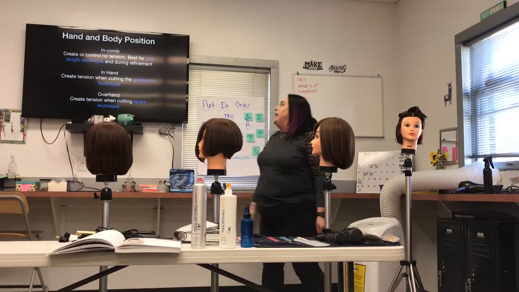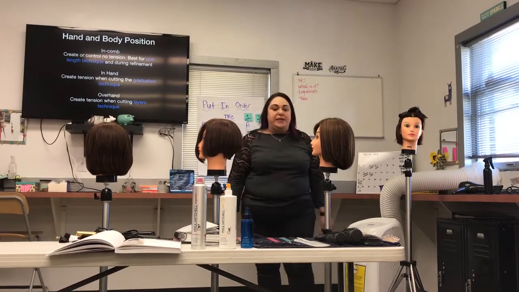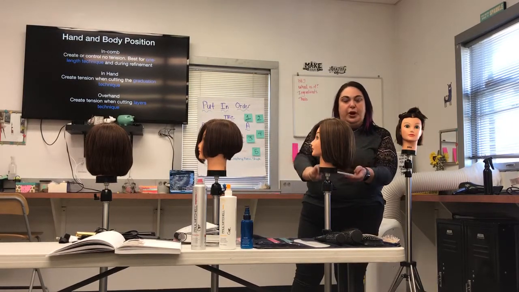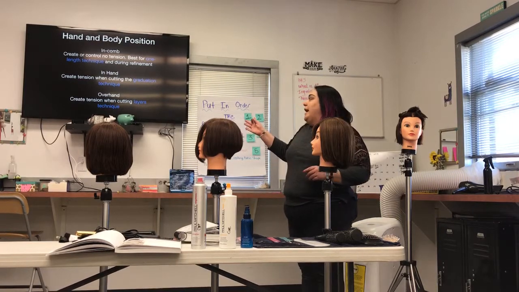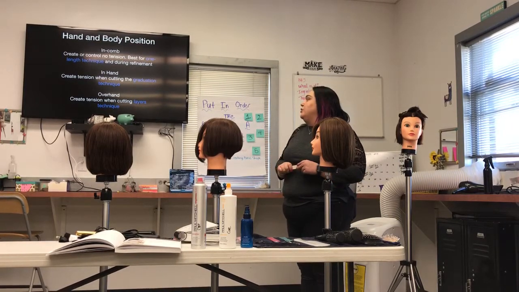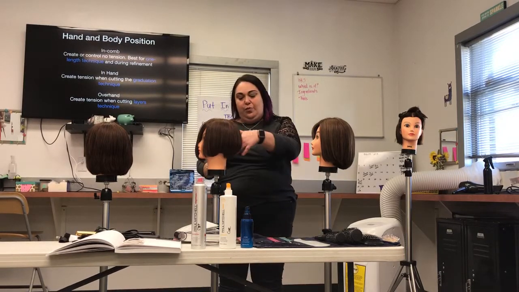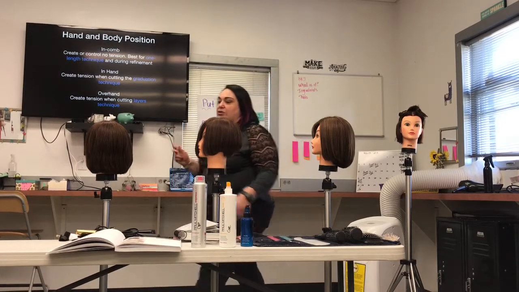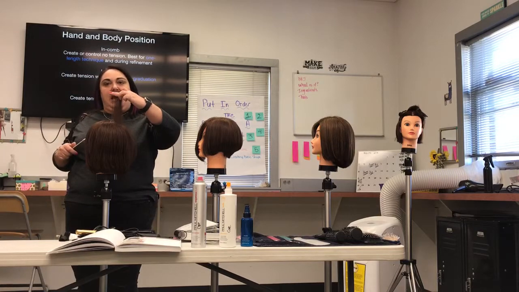So we have our in-comb position, which is create or control no tension, and it's best for a one length. So here we would use our in-comb. And then we have our in-hand, which is good for a graduation, which will be best for this one, where we're going to cut in like this. And then we have layers, which is best for overhand, which is our way that we're going to cut like this.